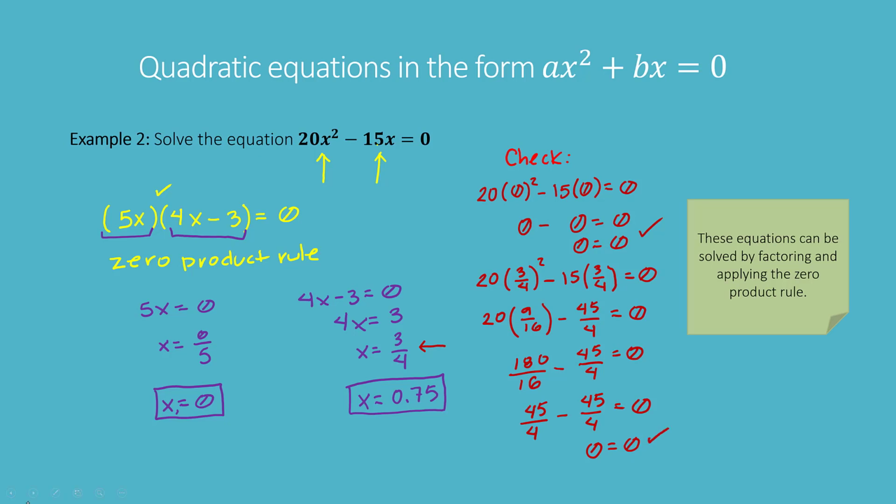This was how to solve a quadratic equation in the form ax squared plus bx equals 0.